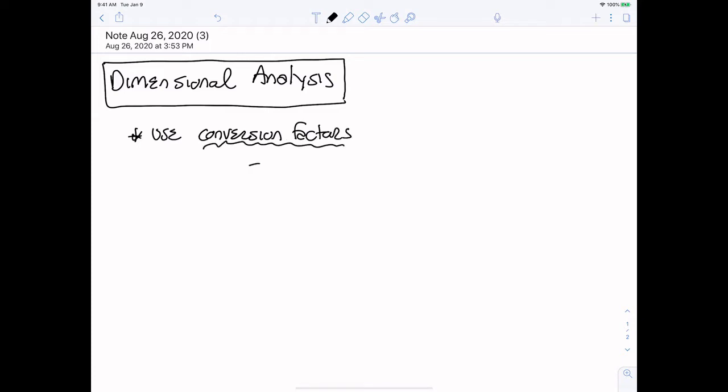And conversion factors, like I said, are just equalities. So two things that are equal to each other. Right? I know that 7 days are equal to 1 week. So that would be an equality, right? Those two things are equal to each other. So equalities, and then we're going to put it in the form of a fraction.